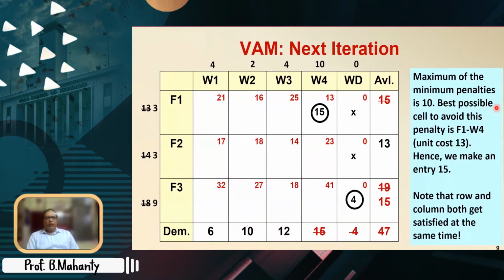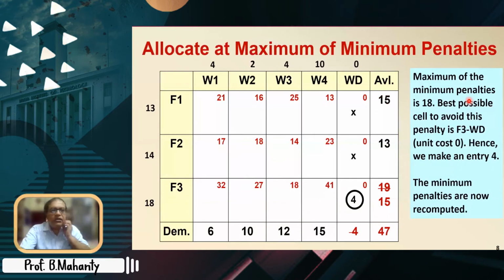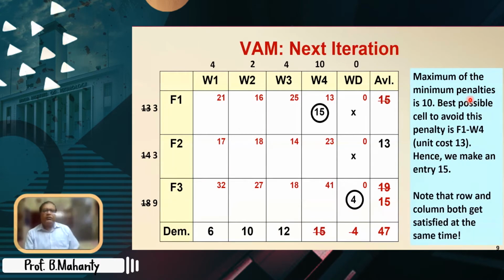So the penalties need to be recalculated. Yes, yes. Oh, I'm sorry. The penalties need to be recalculated. So that is what, after this, this slide is only showing how much is allocated. Very good. So after that, in the next iteration, this is the important iteration, the penalties are recalculated.